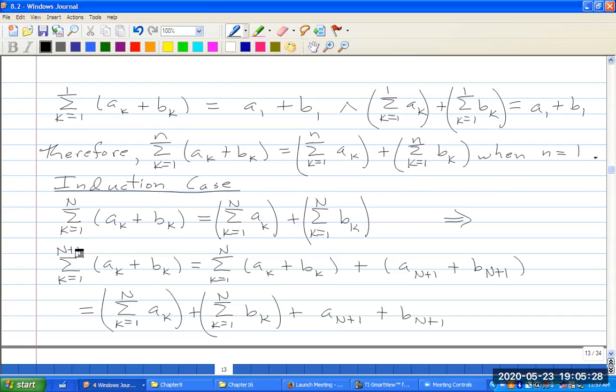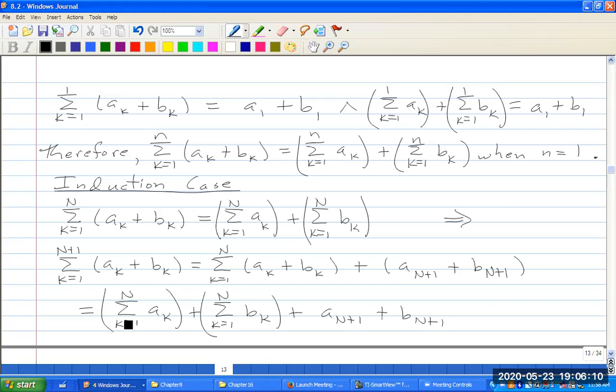Let's look at what happens when I go to the n plus first case. So the sum k equaling 1 to n plus 1 of a sub k plus b sub k is equal to the sum of the first n terms, the sum k equaling 1 to n of a sub k plus b sub k, plus the last term, a sub n plus 1 plus b sub n plus 1. By the induction hypothesis, I have that this first term is equal to the sum k equaling 1 to n of a sub k plus the sum k equaling 1 to n of b sub k.